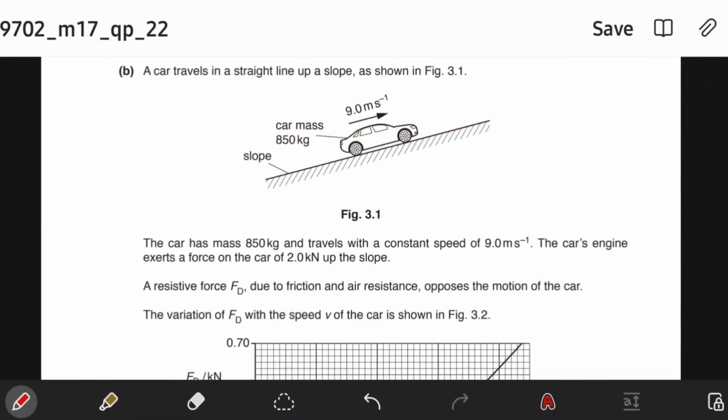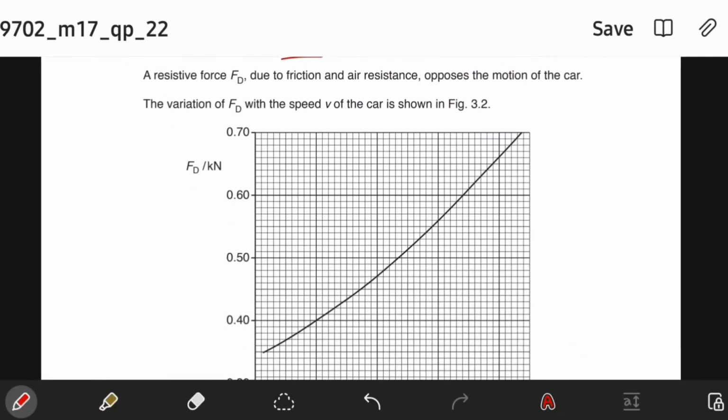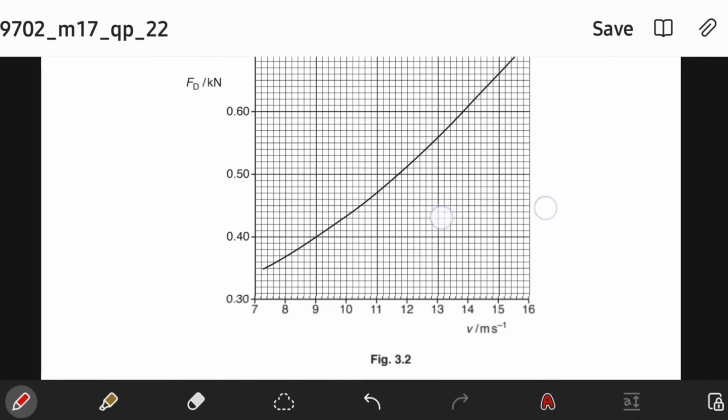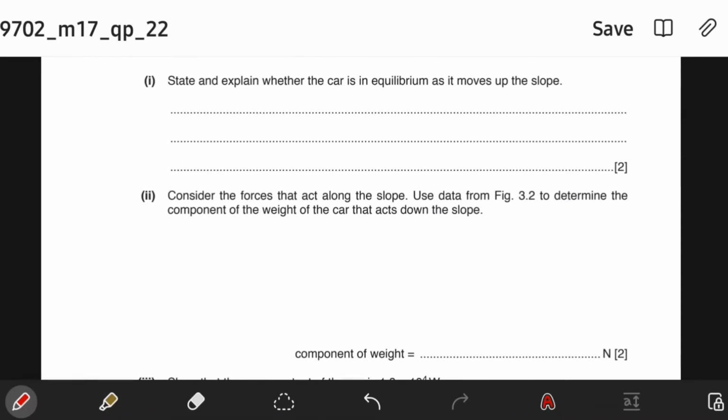A car travels in a straight line up a slope as shown in figure 3.1. The car has mass and travels with a constant speed of 9.0 meter per second. The car's engine exerts a force on the car of 2000 Newton up the slope. A resistive force due to friction and air resistance opposes the motion of the car. The variation of the resistive force with the speed v of the car is shown in figure 3.1. So this is the resistive force and speed. State and explain whether the car is in equilibrium as it moves up the slope.